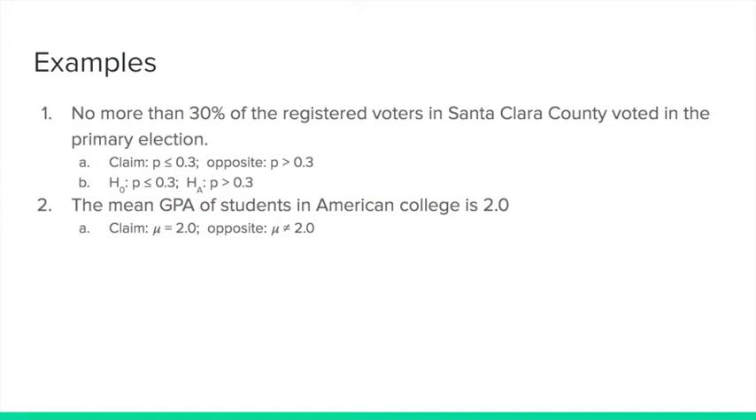So in those two statements, I see that we have an equality in the first one, in the claim, and then we don't have any equality in the second. So once again, the null matches up with the claim, and the alternative matches up with the opposite.